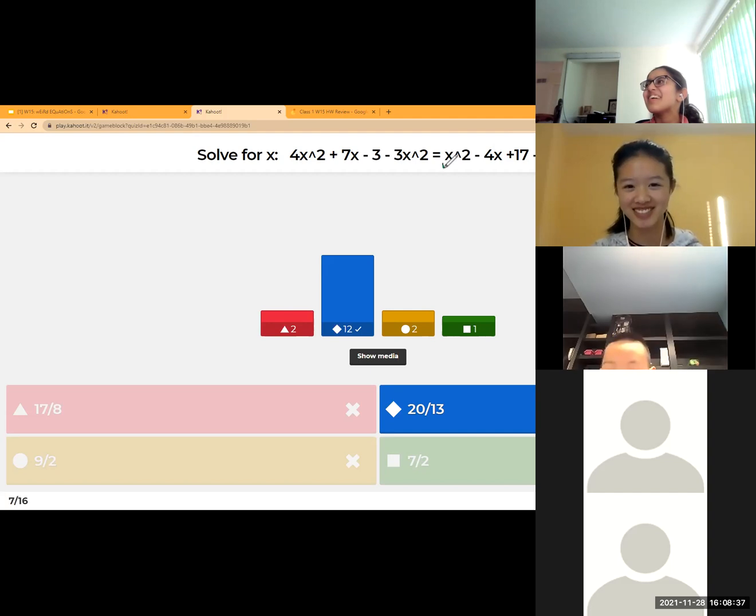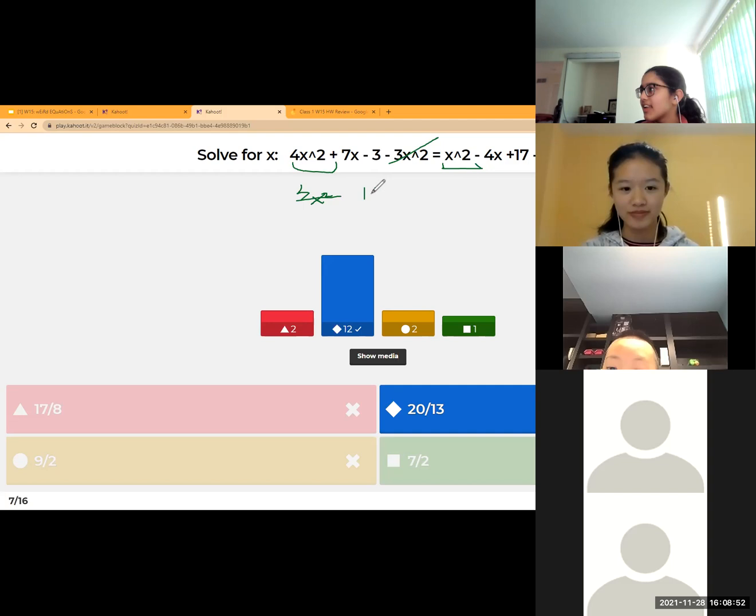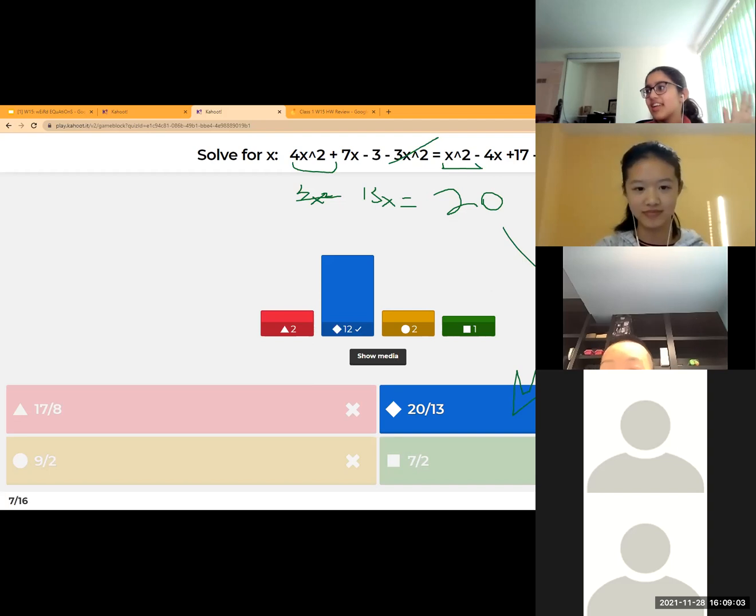Okay, so we have x squared and 4x squared, so that's just 3x squared, right? And then we have 3x squared here, so they actually cancel out. And then you have 7x, and then you have negative 6x, so that's 13x when we add 6x to both sides. And then we add 3 to both sides, and we get 20. So that gives us the answer of 20 over 13, right?